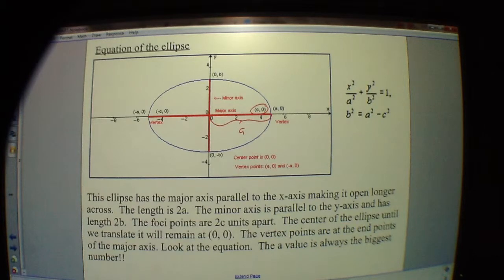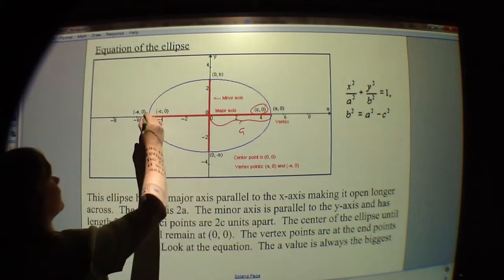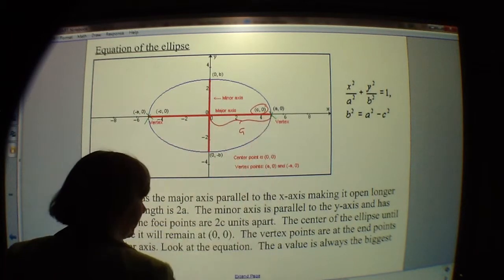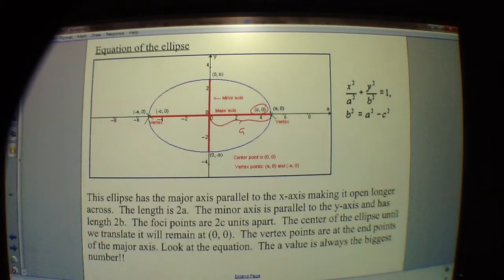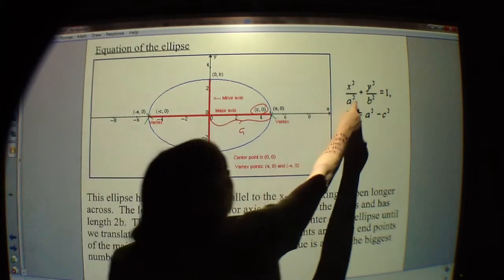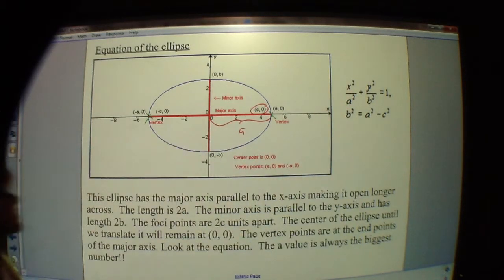The vertex points are the end points of the major axis. So these are the vertices. Right there's a vertex, and there's a vertex. Remember, A squared will be bigger than B squared.